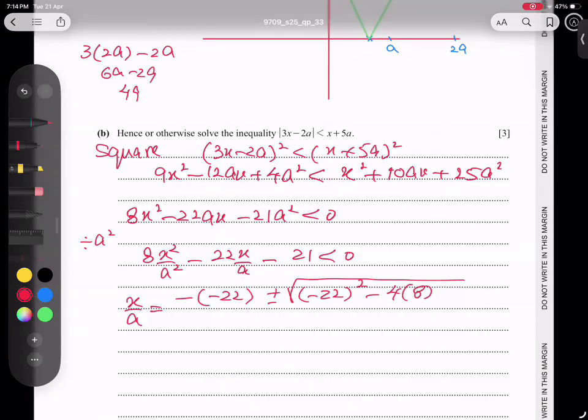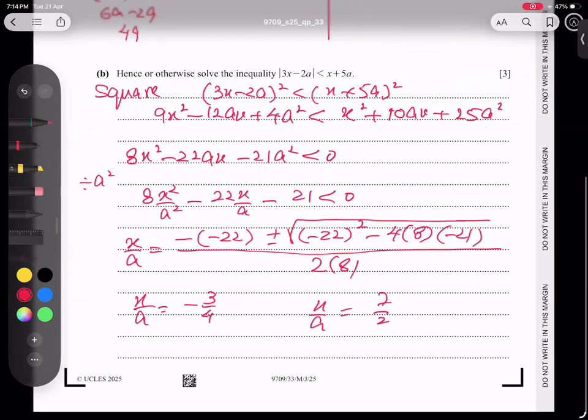For a is c and this is 21a square. Okay, 21a, sorry. A square gone basically. Basically a gone. Okay, 2a. If I apply the formula, I'm getting two answers. First answer I'm getting is negative 3 over 4, and second answer I'm getting is x equals 7 over 2.